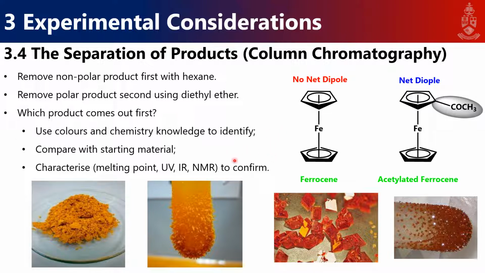Use your chemistry knowledge, compare with your starting material, but you also need to characterize the fractions you collect from this column using UV-Vis, IR, NMR to confirm the prediction that we've made here. So we expect our column to behave as such. In other words, with hexane to remove your pure ferrocene, and your diethyl ether to remove your acetylated ferrocene, which is red. Your ferrocene is this orange color, and your acetylated ferrocene is red. This is what we expect, and of course then you always use your spectra to confirm these expectations, right?